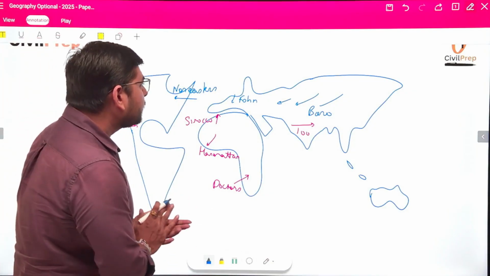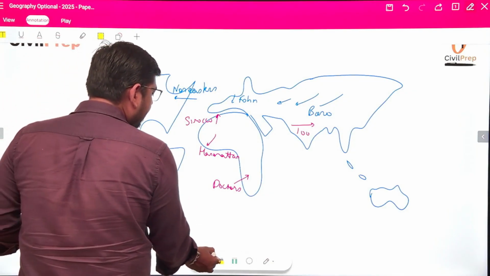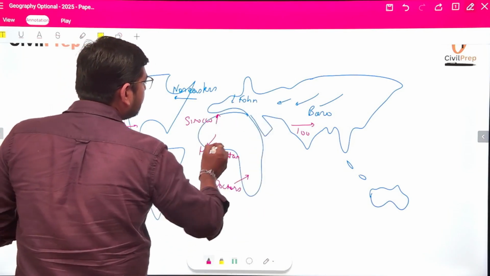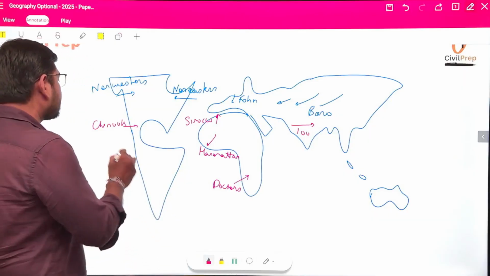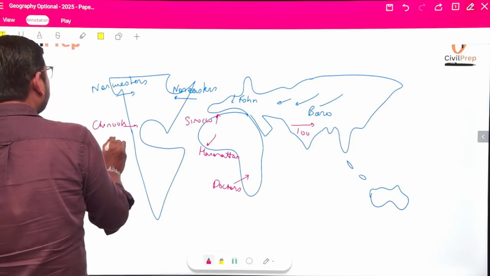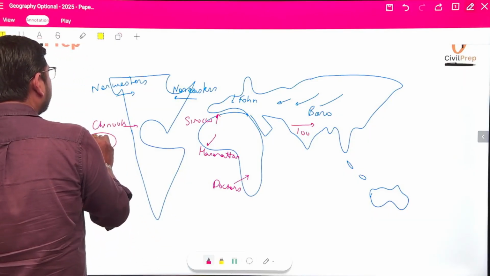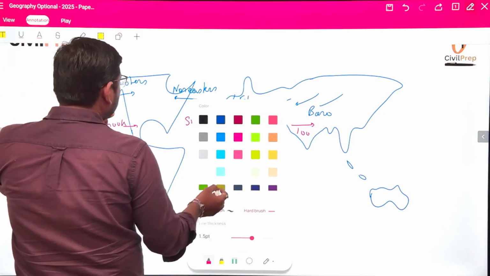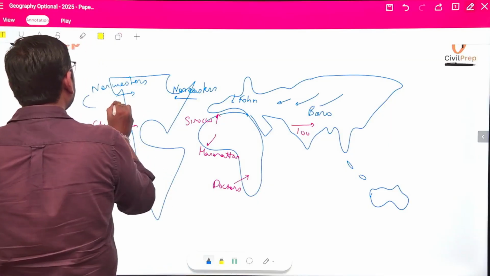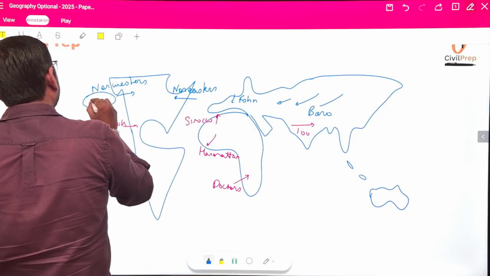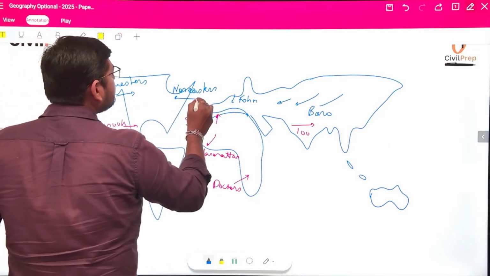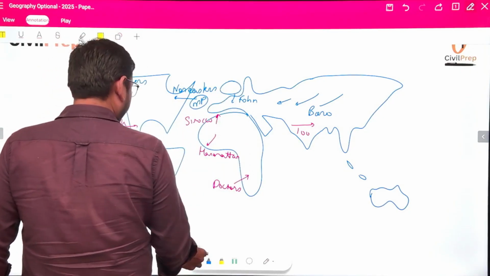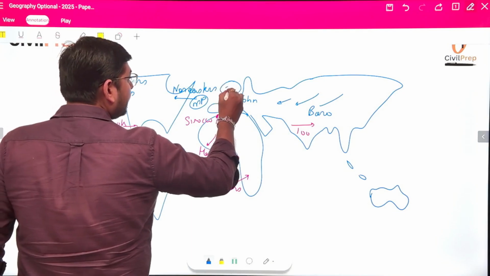Now, when I try to look at these regions, I can see that there is certain development of these winds with respect to the various types of air masses. For example, this Chinook wind is coming from maritime tropical. It is coming from the ocean towards the land. Nor'westers have an influence of maritime polar. Nor'easters also have an influence of maritime polar. Foehn has an influence of continental polar.